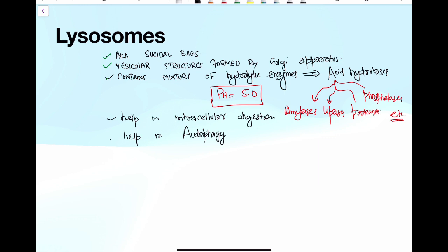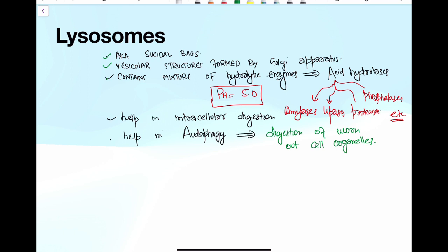Autophagy. Autophagy is the removal of, digestion of worn out cell organelles. So there are some cell organelles which get damaged. They are then digested or removed with the help of lysosomes. That's the important function of lysosomes. As per NEET, these are the only points that you may be asked.